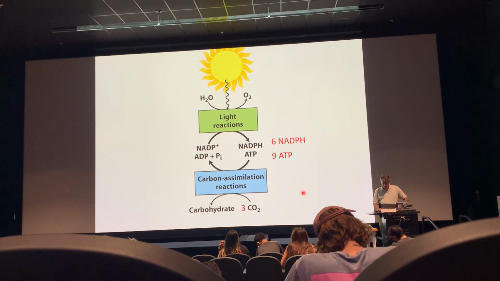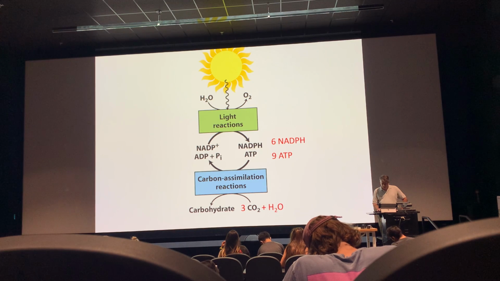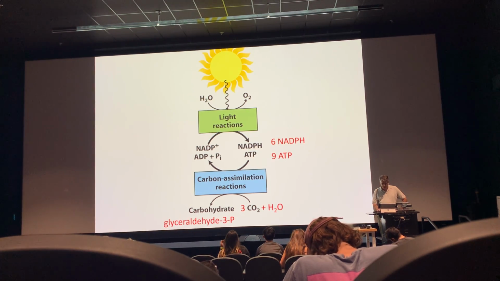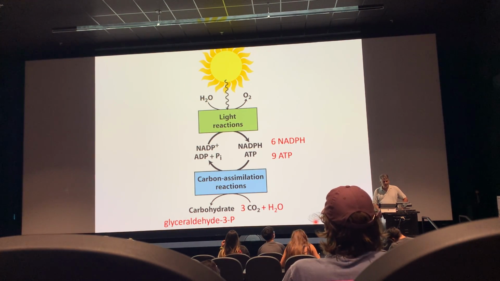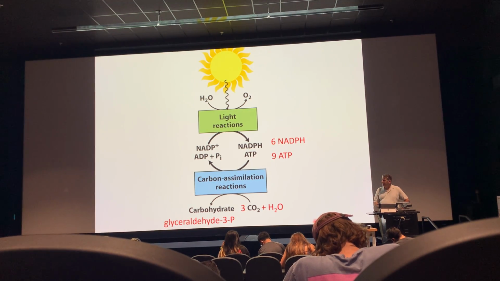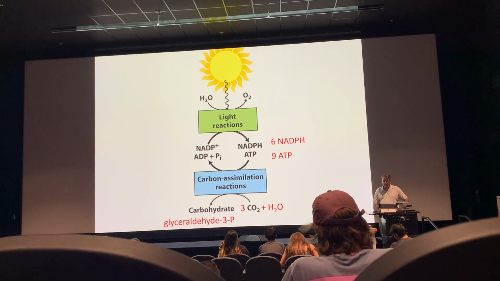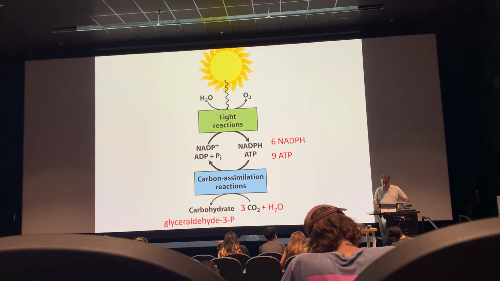Now, in this process, 3 carbon dioxides from the atmosphere are reduced to the level of a sugar, carbohydrate. So 3 CO2s and a water molecule go to make an old friend of yours, glyceraldehyde 3-phosphate, G3P. Where have you seen that before? In glycolysis. Okay.